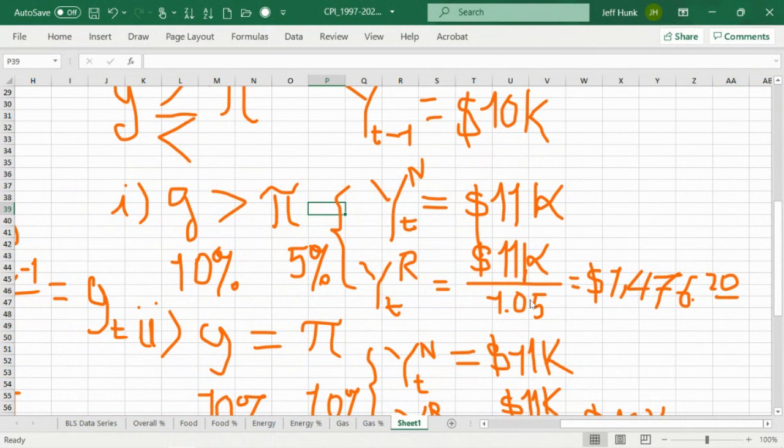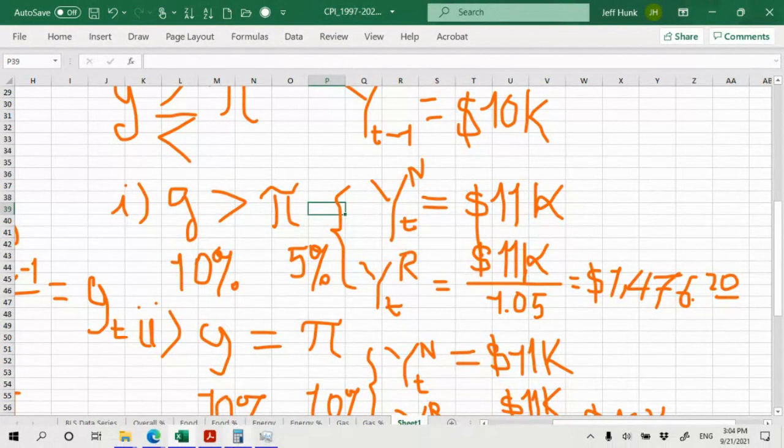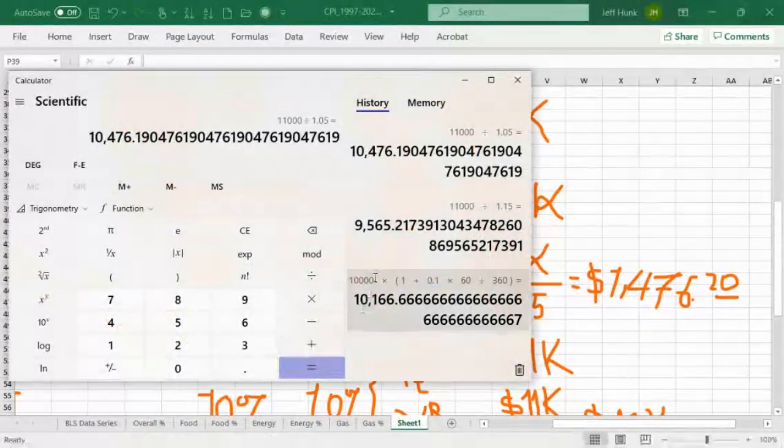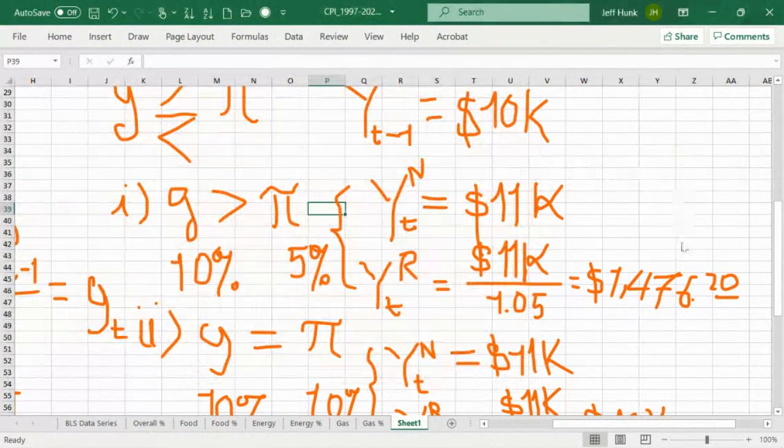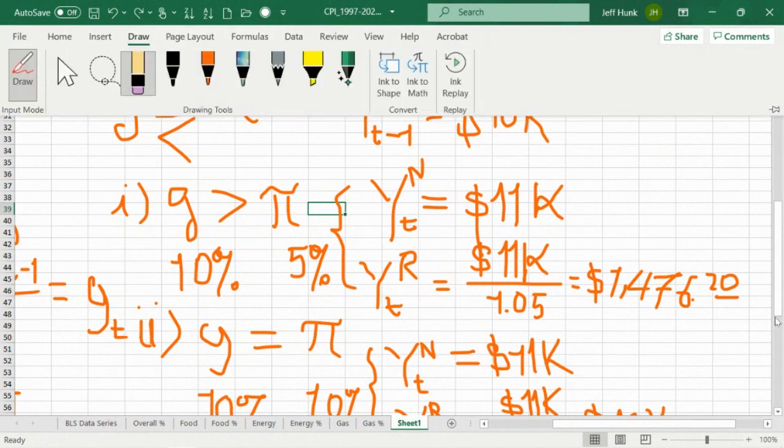So what your 11K can buy is like what you could buy with $10,476 last year. So nobody will cry out inflation. Only the economist will notice.